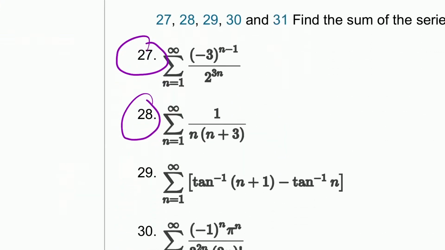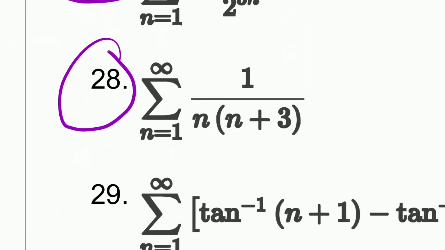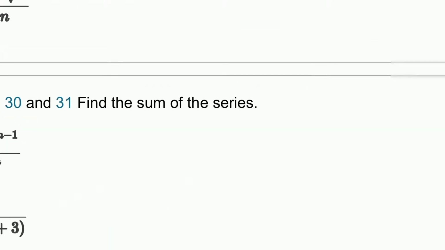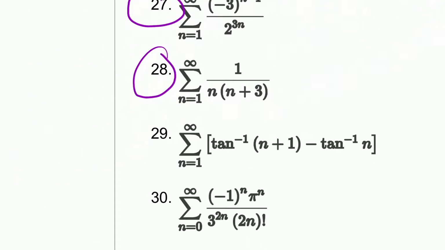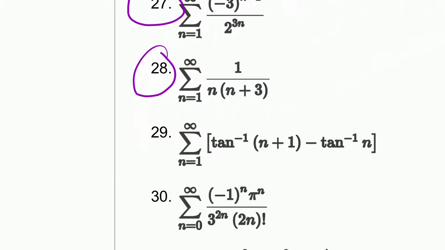Number 28. I assigned it. Oh, yeah, there it is. What's wrong with 28? What does it say? Find the sum. Why am I having to find a sum of this series? I don't know why it's asking me to find a sum. Oh, actually, I can do this. Yeah, let's do it. Let me just go down to the bottom though. 1 over n times n plus 3.